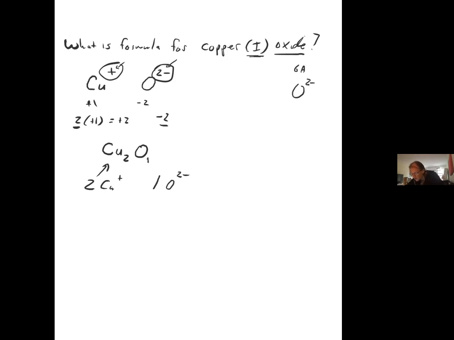Again, we don't write a 1 here. It's improper notation to write a 1, just as it would be improper notation to write a 1 here. We don't write a number if it's 1, so it's copper plus.